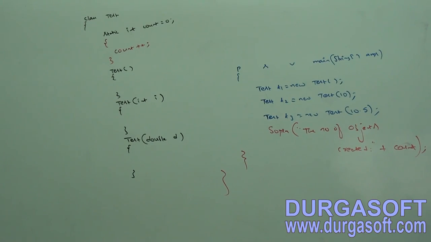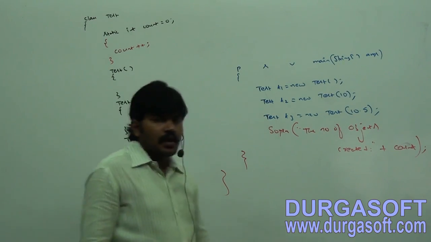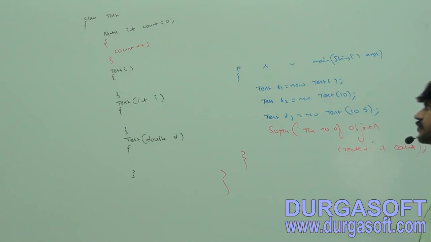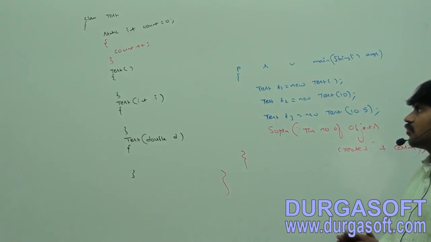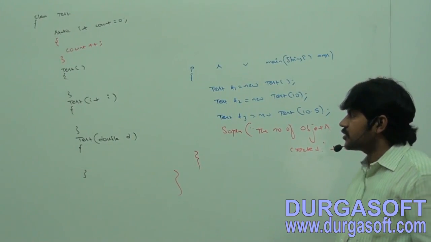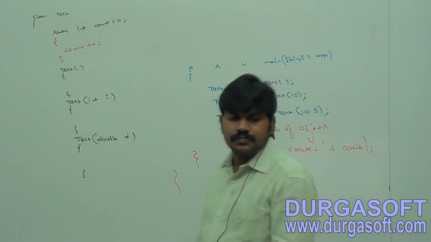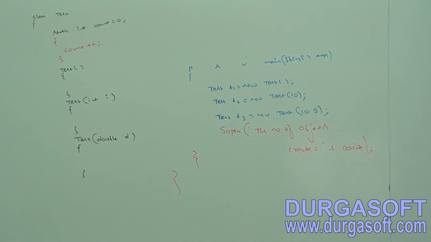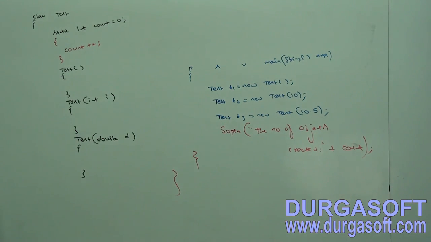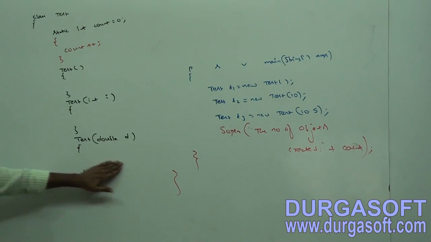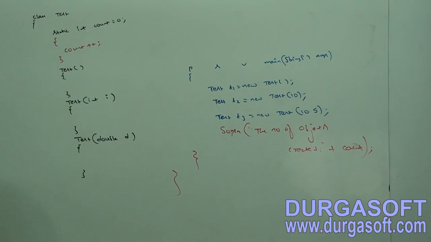Class Test. Static int count = 0. Next, curly braces open and close, count plus plus. Instance block is the best choice for this requirement. So this is the demo program of how to use an instance block. Static int count = 0. Count plus plus. So this is the Test constructor, Test(int i). Next, Test(double d).